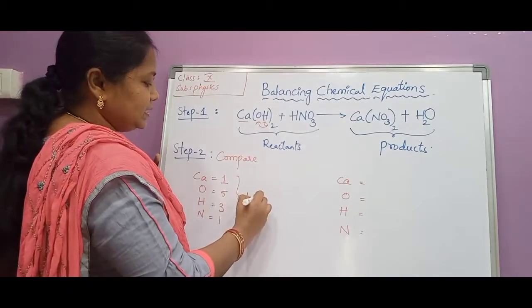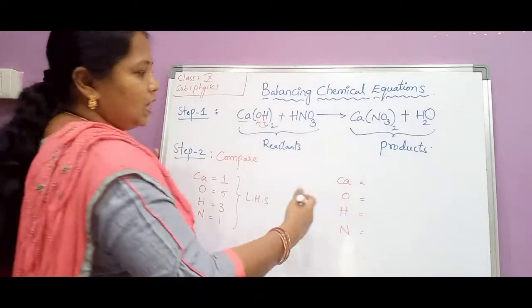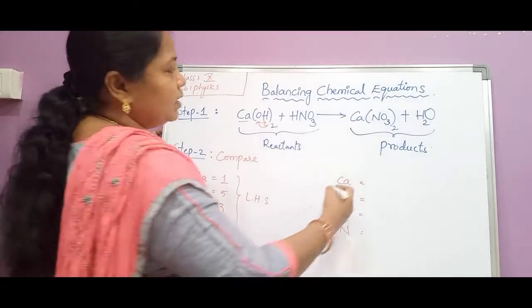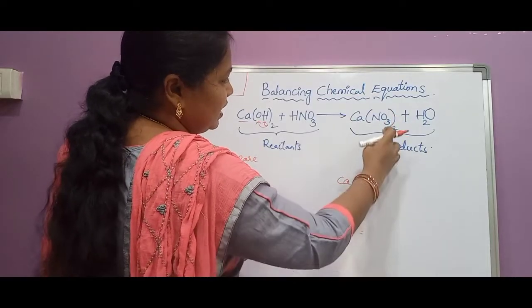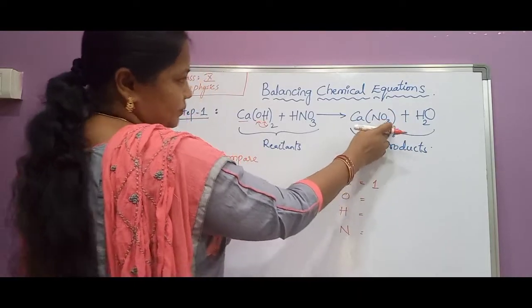It's total towards the LHS side. Then similarly write for the RHS side also. RHS side, how many calcium atoms are there? Here only 1. Then oxygen atoms, 3 to the 6.